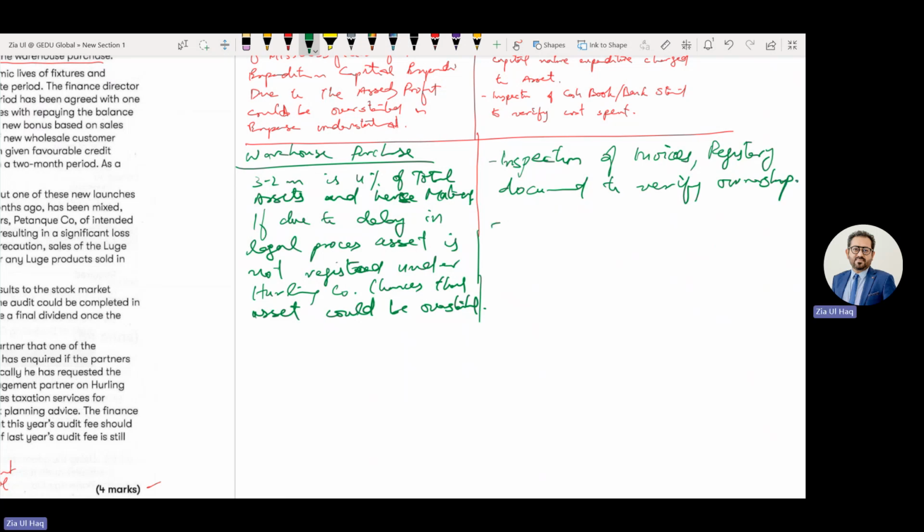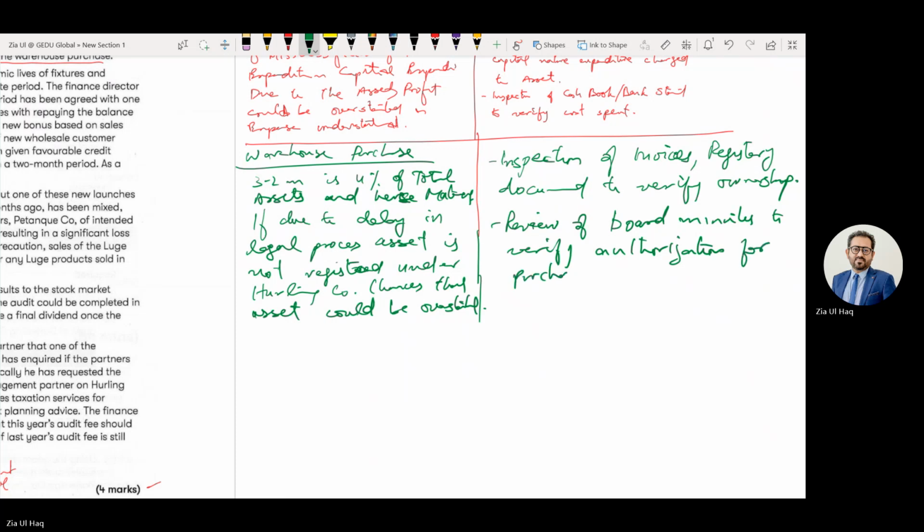This asset was purchased during the year. How can we verify this is an authentic purchase? It is approved, authorized by top management. Review of board minutes. Review of board minutes to verify authorization for purchase. And after this, put a line.